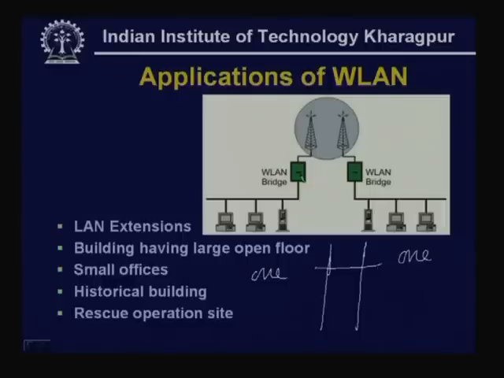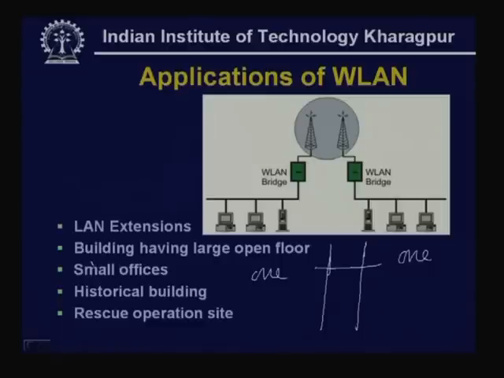Instead of that, one can set up 2 wireless LAN bridges on the rooftop, and the 2 LANs can be linked with the help of this wireless LAN. So, in this way the communication between 2 LANs can be established with the help of wireless LAN bridges. So, you can see here we have used it for LAN extension of wired LANs.